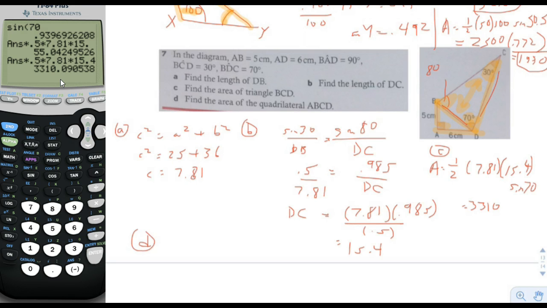Now D. It says find the area of the quadrilateral ABCD. Okay, so the only thing we don't know is the right triangle. We never figured out the area for that, but that's easy. We just use 1/2 base times height for that. So it'd be 1/2 times 5 times 6. So it'd be 15. Okay, and then the longer triangle.